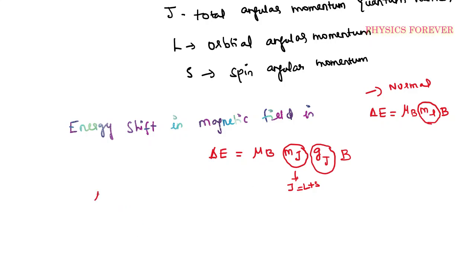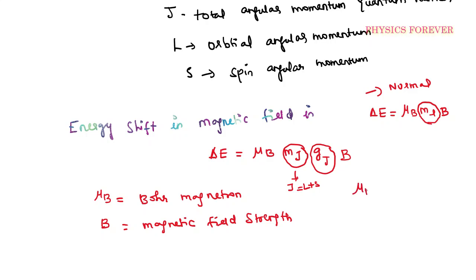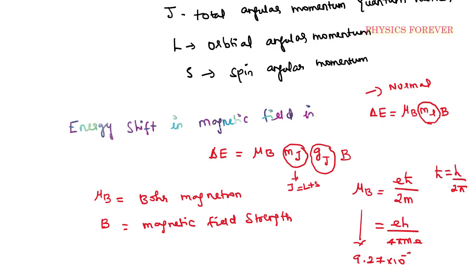Here μB is the Bohr magneton, which we already know. In the last class we said the value of the Bohr magneton. B is the magnetic field strength. I will say it once again because it is most important. The Bohr magneton is equal to eħ by 2m, where ħ equals h by 2π, so it is eh by 4π m. So what is the value of the Bohr magneton? 9.27 × 10^-24 joule per tesla, or ampere meter squared. Here mj runs from minus J to plus J, and gj is the Landé g factor. Most important, that is 1.